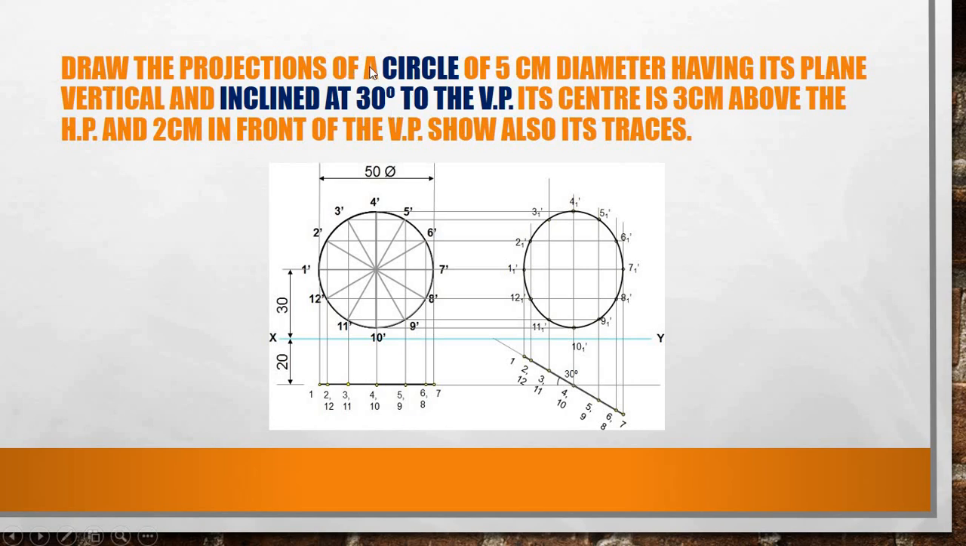Draw the projections of a circle of 5 cm diameter having its plane vertical and inclined at 30 degrees to VP. The plane of the circle is inclined at 30 degrees to VP. This inclination is very important because this inclination only decides where to draw the true shape. Okay, so though the circle is inclined to VP, we have to draw the true shape in the front view.